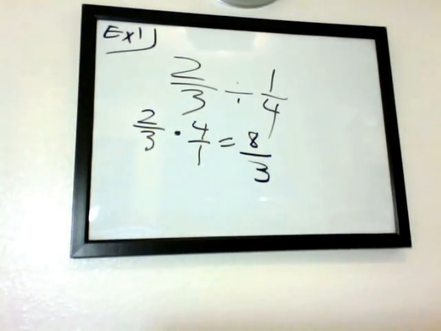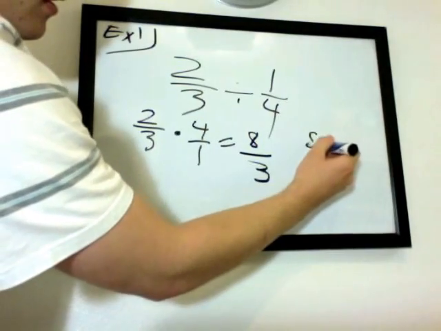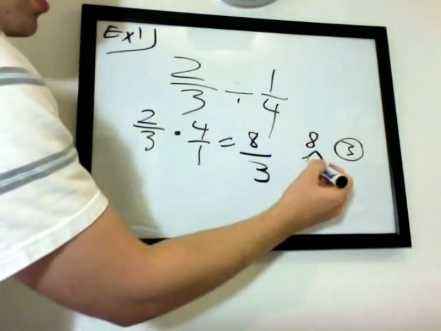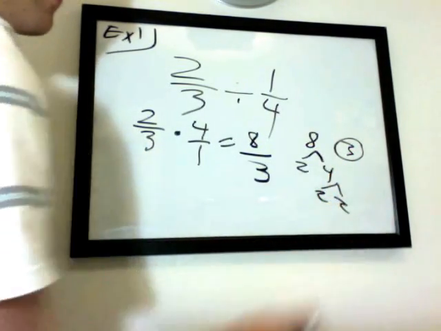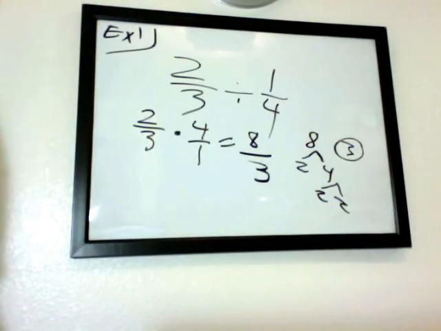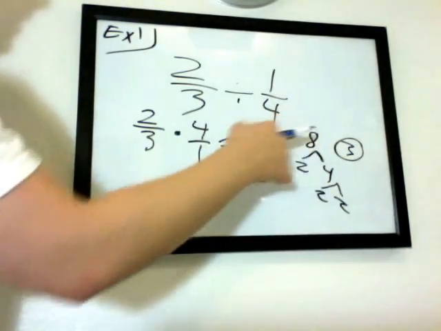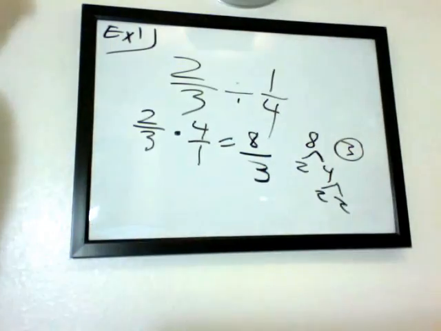You can check to see if this can reduce by breaking the 8 into a factoring tree. And the 3 is a prime. So 2 and 4, and then 2, 2. So this goes on top. 2 times 2 times 2 is 8, and then the 3 is on the bottom. So it's simplified the most.